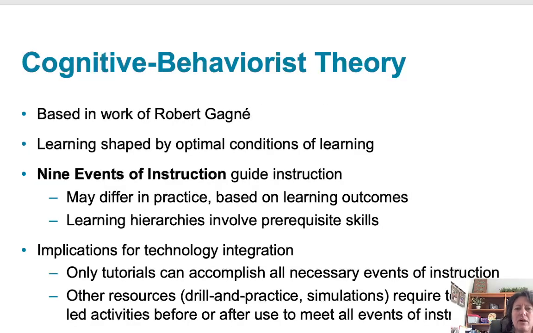We also have in this one cognitive behavioralist theories, and this is coming from Robert Gagne, and he said learning is shaped by 9 events of instruction. So you have these 9 different situations, and if they're all lined up and in place, you're going to have learning. And unfortunately, that's going to differ in practice and based on different learning outcomes. But involved in this is this idea of hierarchy of prerequisite skills that are necessary before you can move on.